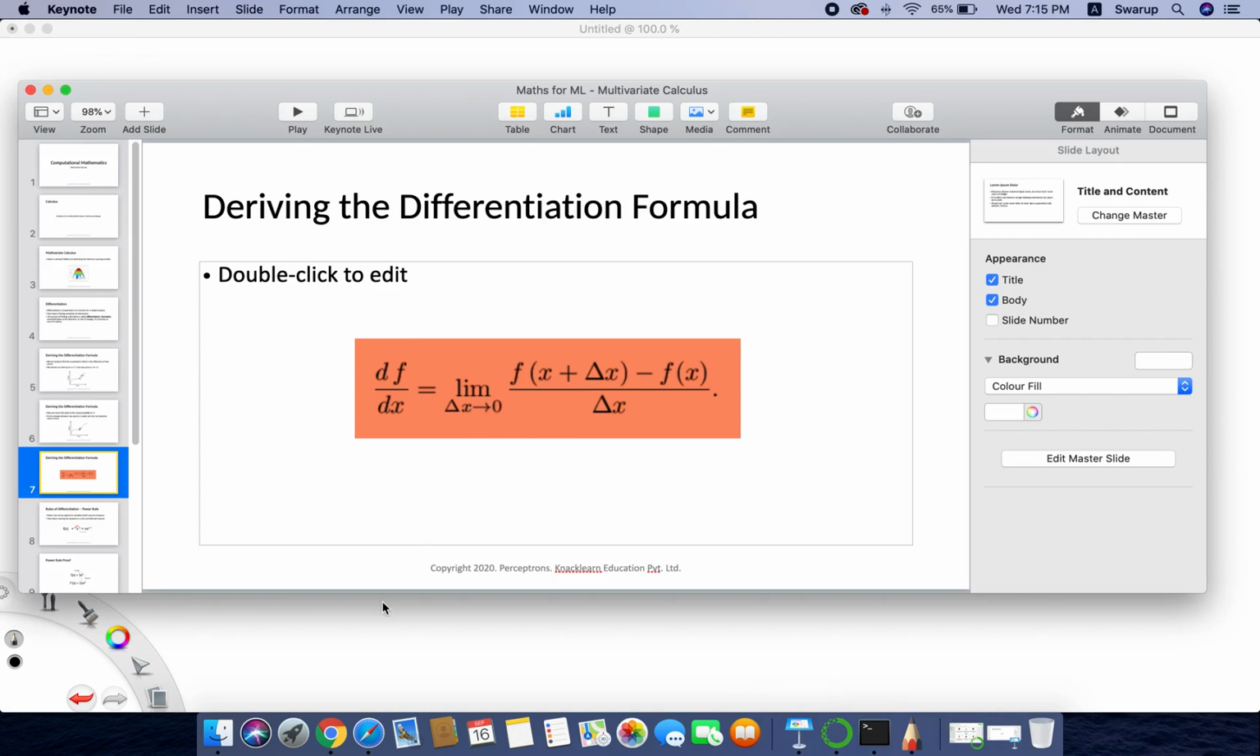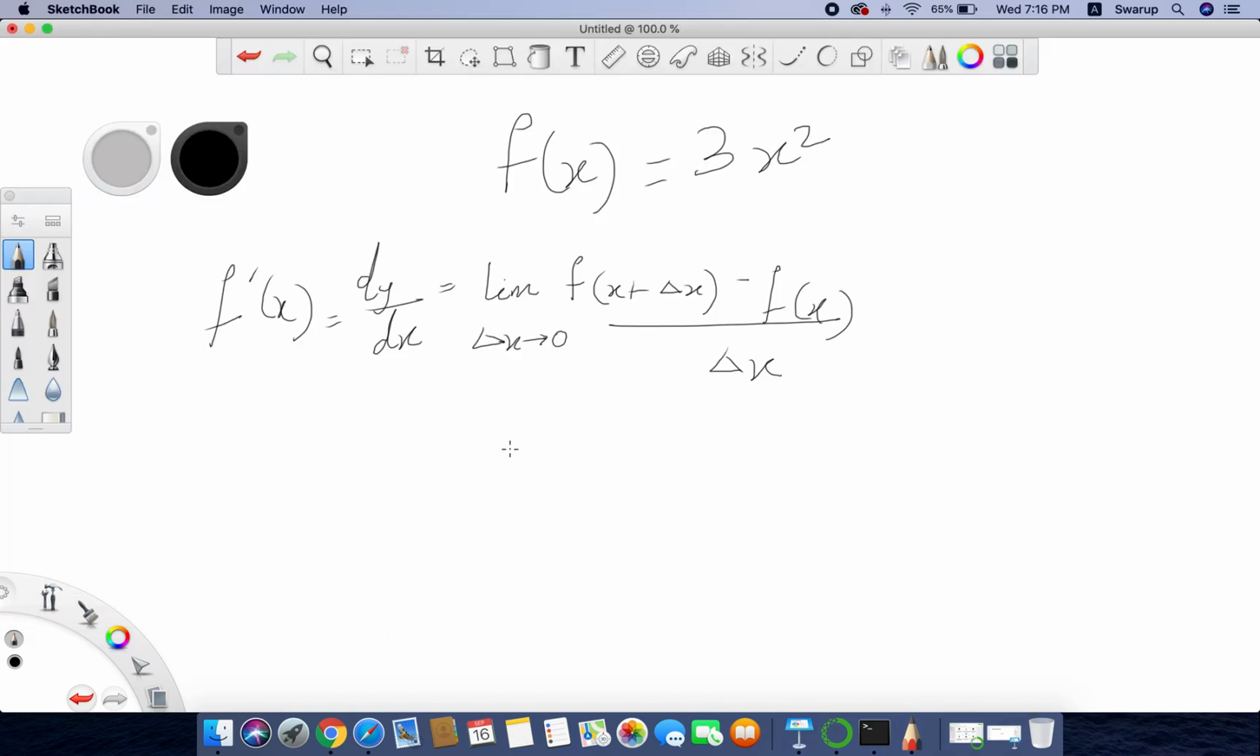So the formula says limit of delta x implies 0, f of x plus delta x minus f of x divided by delta x. So this is the formula. Now here, suppose we want to find out the differentiation for this particular equation, which is f of x equals 3x square. So we'll put it down with respect to this formula and try to solve it.